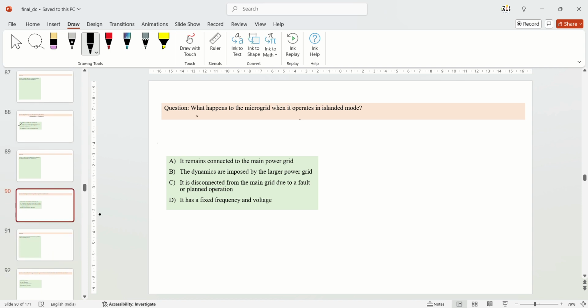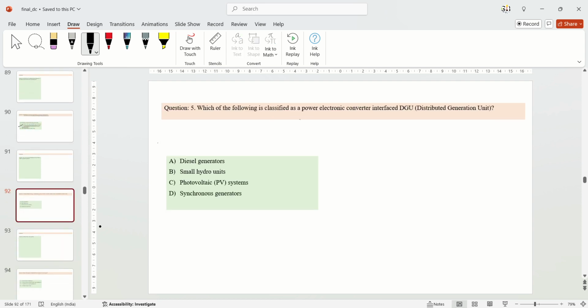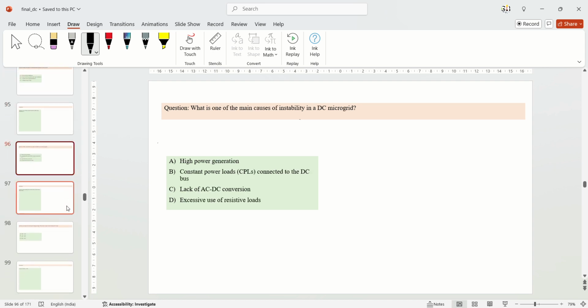Okay. What happens to the microgrid when it is operated in the islanded mode? When it is operating in the islanded mode, it is disconnected from the main grid due to a fault or unplanned operation. Which of the following is classified as power electronic converter interfaced DERs? It's actually the PV based systems. We know transient stability and steady state stability, which I have already explained.